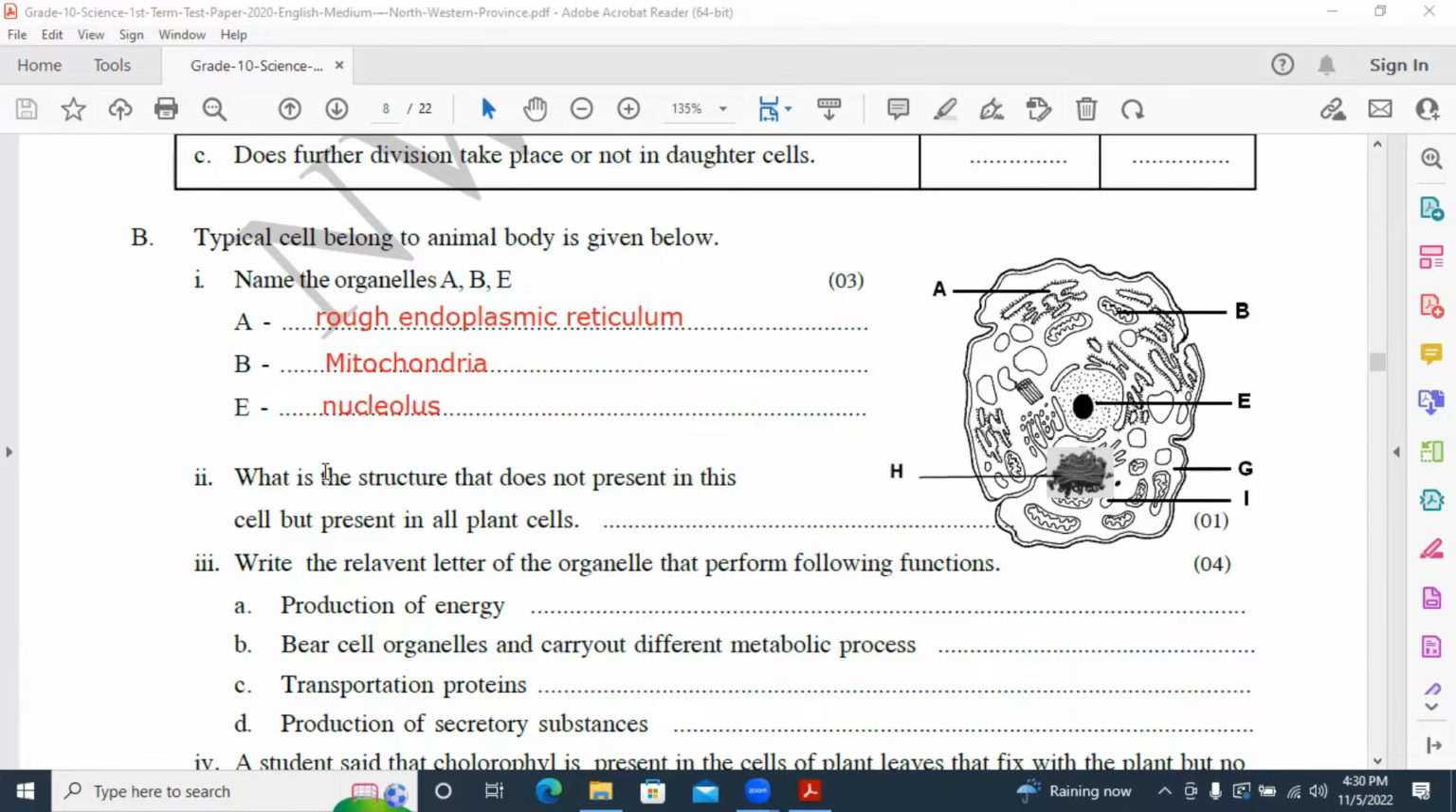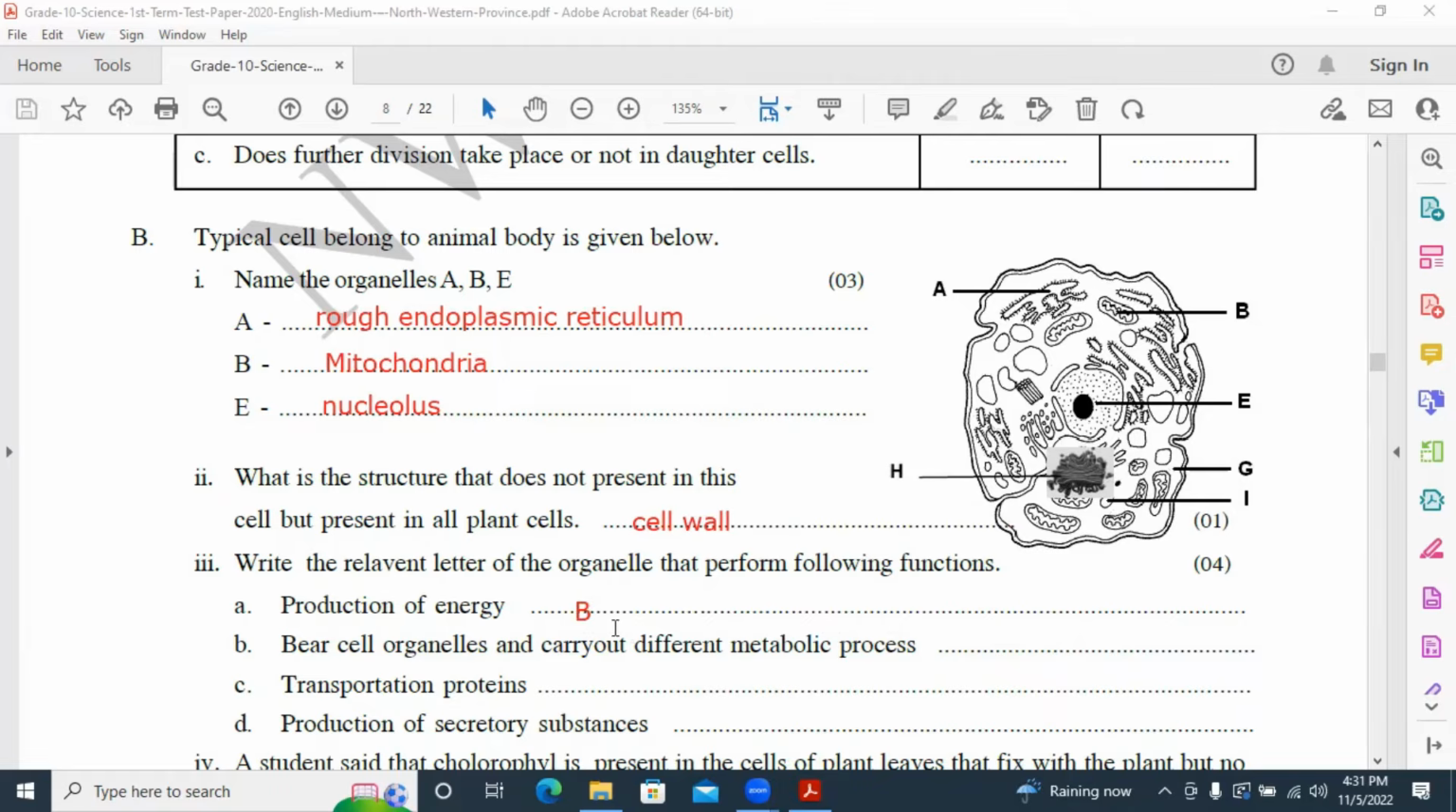What is the structure that is not present in this cell but present in all animal cells? We can write the cell wall. Write down the relevant letter of the organelle that performs the following functions. Production of energy by mitochondria: we have to write the letter B.